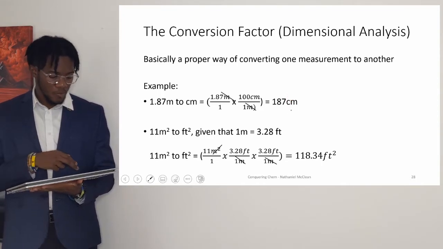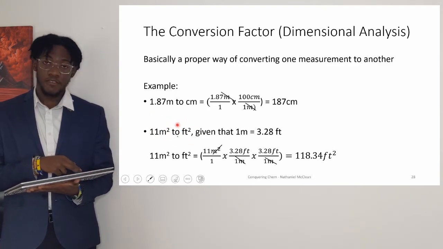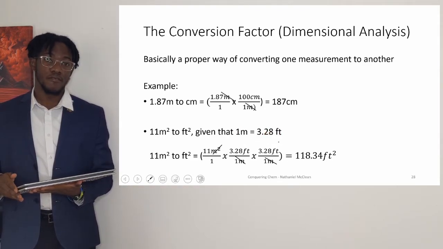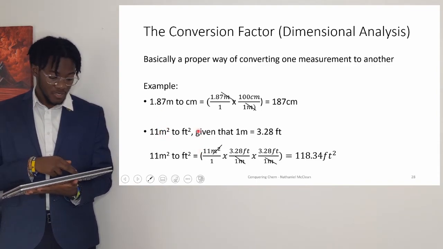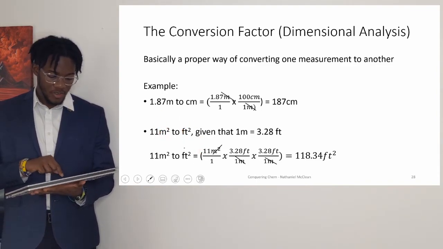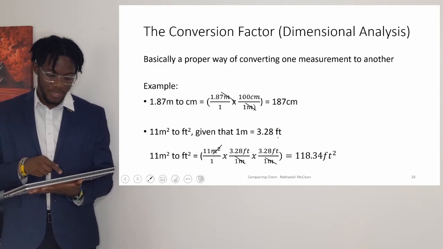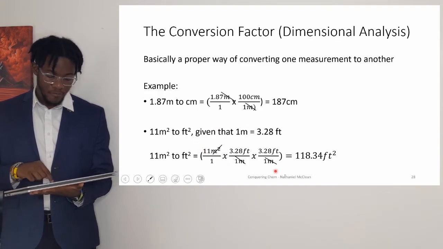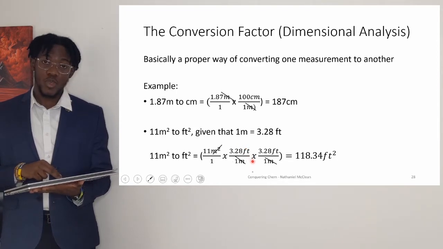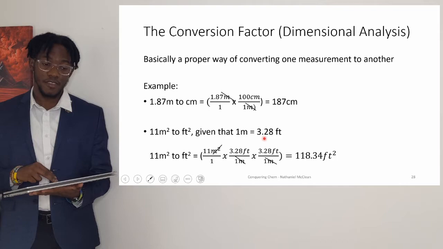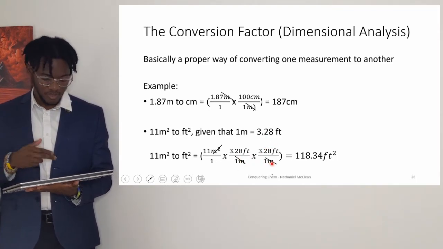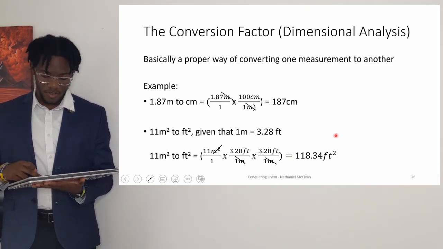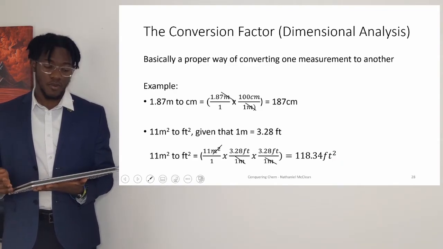Now, a more complex example would be if we wanted to move from 11 meters squared to feet squared, given a limited set of information, such as that 1 meter is equal to 3.28 feet. Knowing that we're moving from a square quantity to another square quantity, we want to make sure that our feet are squared as well. So again, just like the original example, we place the measurement we're trying to convert, and then we enter the conversion factor, which would be 3.28 feet. And since we square that, it will be multiplied by another 3.28 feet, both of them over 1 meter, because there is 3.28 feet in 1 meter, giving us our final answer in square feet, a value of 118.34.